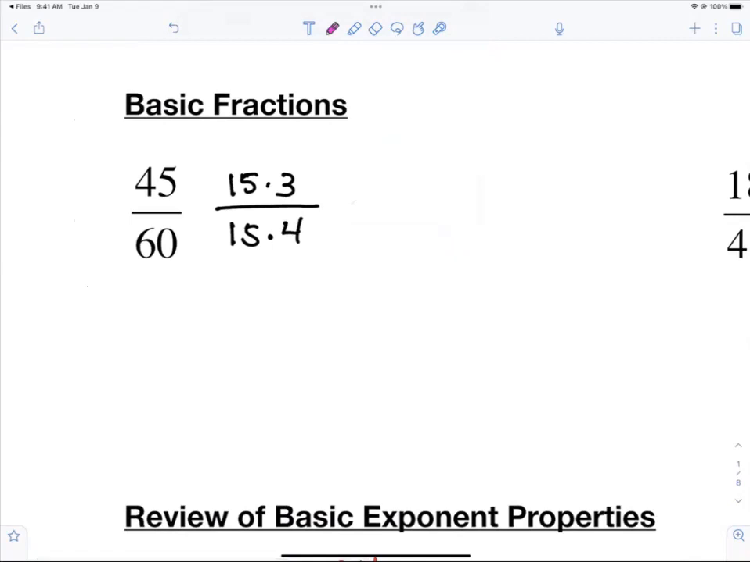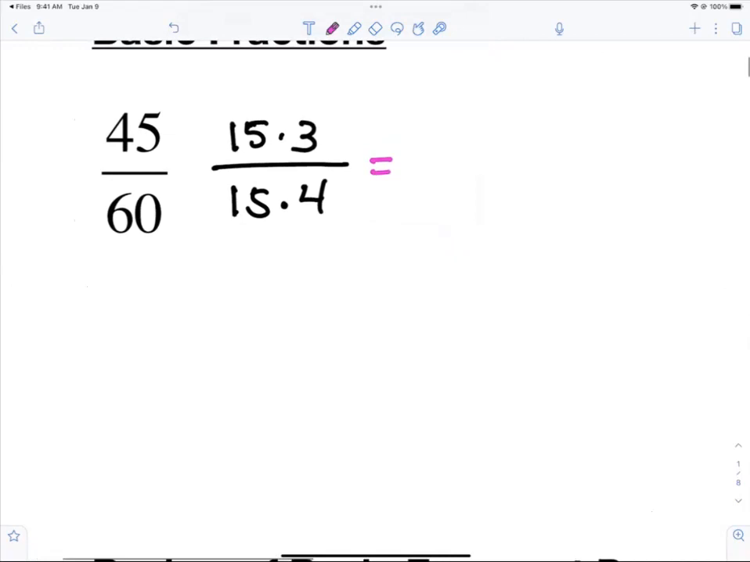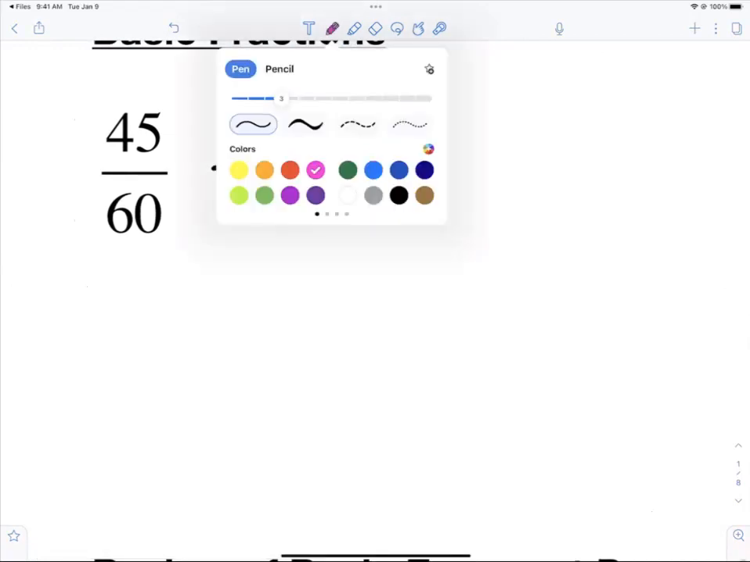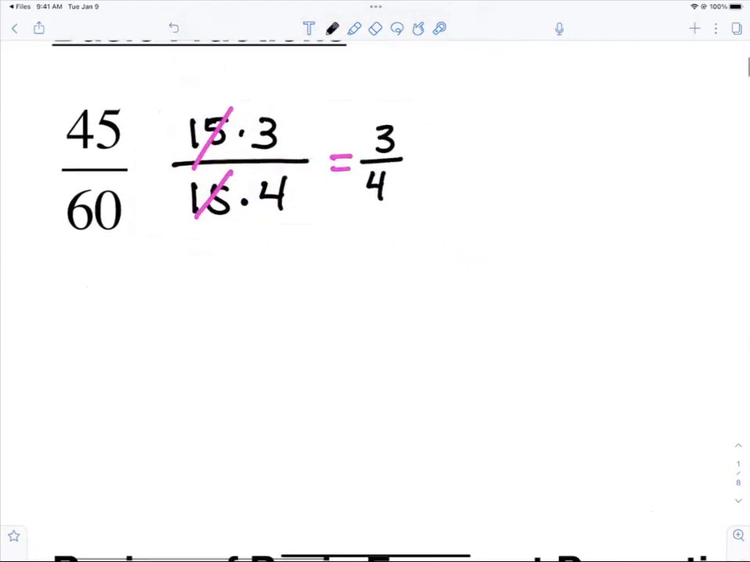I've already pulled out the greatest common factor. So you're looking for the greatest common factor in numerator and denominator. Going to divide that out, and anything that is remaining becomes the simplified expression. So what remains here is 3/4.